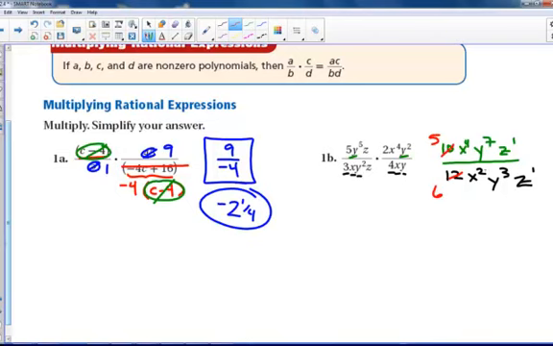X to the 4 over x squared would be an x squared on top. 7 y's on top, 3 on the bottom. There's 4 left on top. Z's, goodbye. So my final answer here is 5 x squared y to the 4 all over 6.